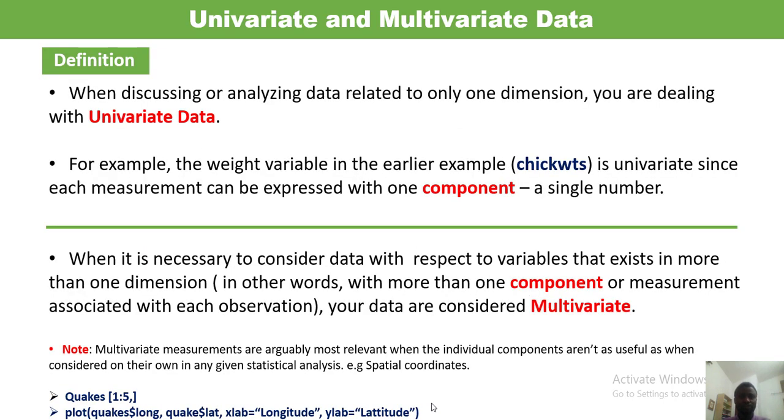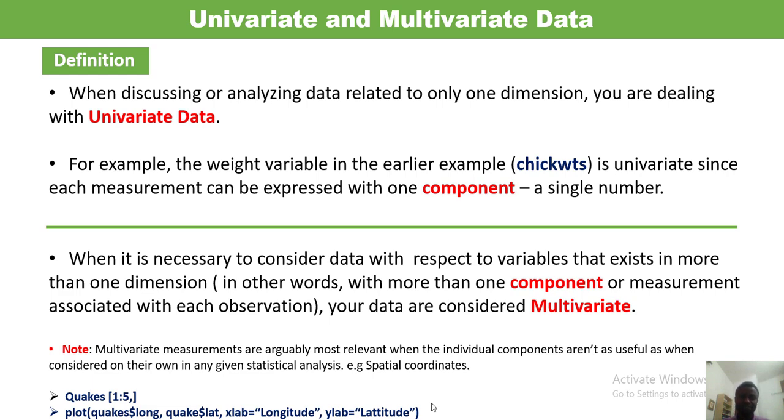So let's talk about univariate and multivariate data. When discussing or analyzing data related to one dimension, you are dealing with univariate data. For example, the weight variable in the earlier example, check WTS $weight, is univariate since each measurement can be expressed with only one component, a single number.